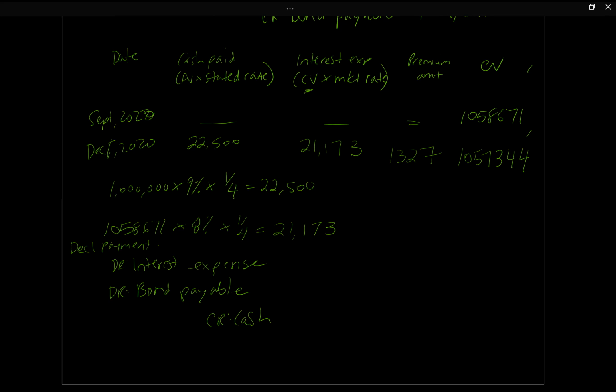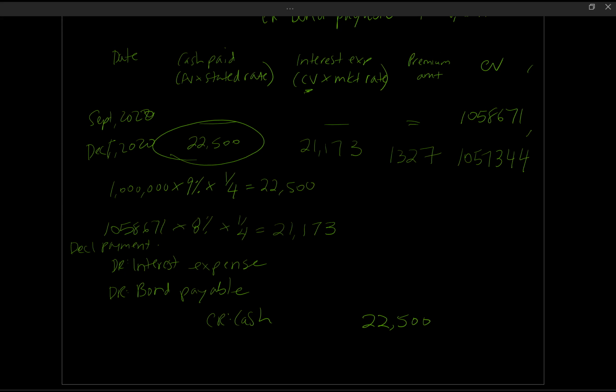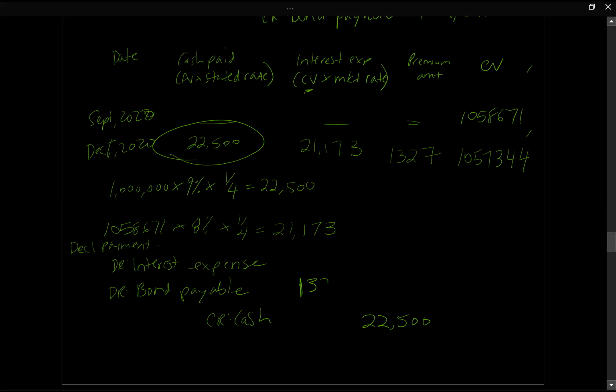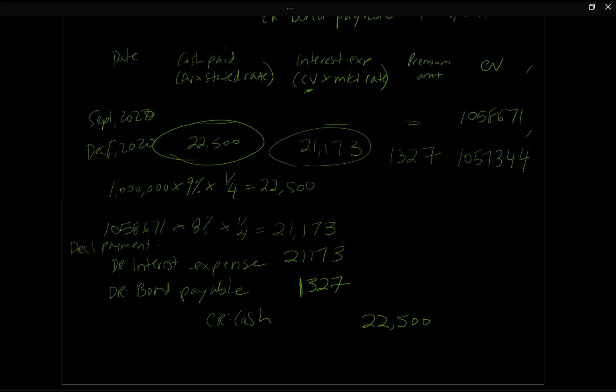Okay, so if we look up at this table, the cash that we know we have to pay out to the bondholders is going to be 22,500. That's what they expect for the bonds. It said it's a $1 million bond that pays out interest at 9% quarterly. So they expect 22,500, and that is what we will pay out. We know that our amortization of the bond payable on the debit side here is going to be 1,327. And our interest expense was the sum of those two, which is going to be 21,173. So that is our journal entry for the December payment using the effective interest method.